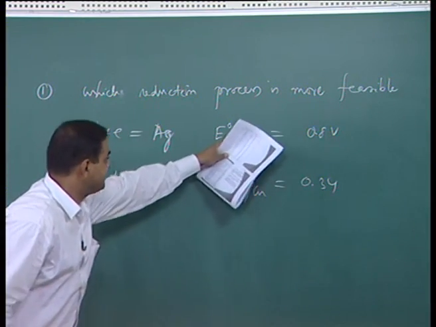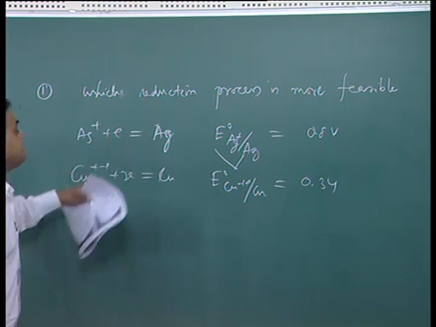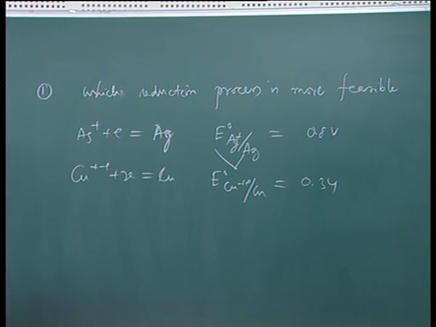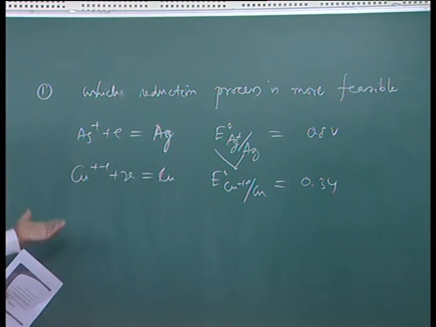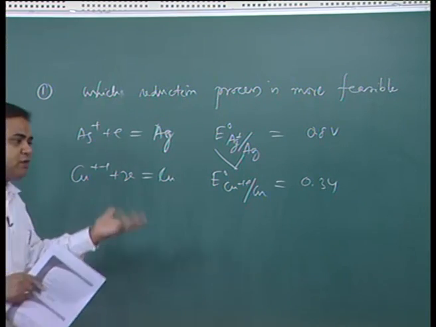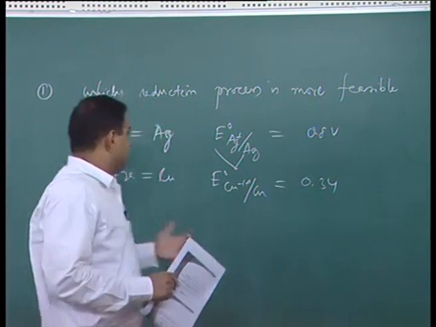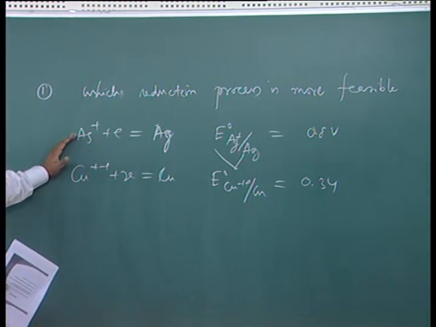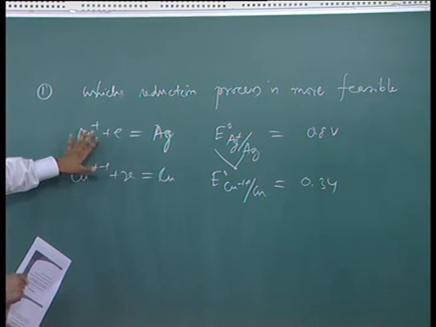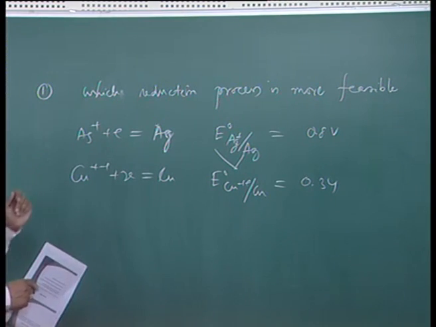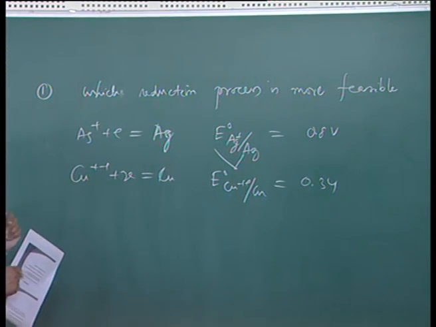Since this value is greater than this, it has a higher tendency to get reduced. From this we can easily tell which one is more active compared to the reduction process. That means this is more active in the reduction process. So here the deposition reaction would always take place compared to this.